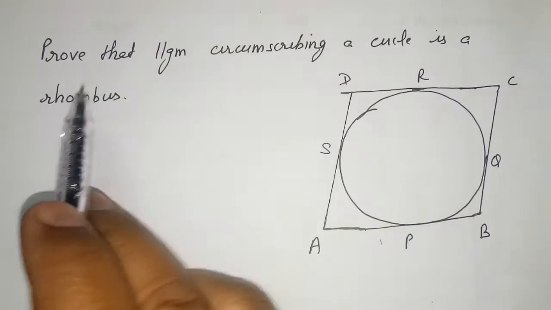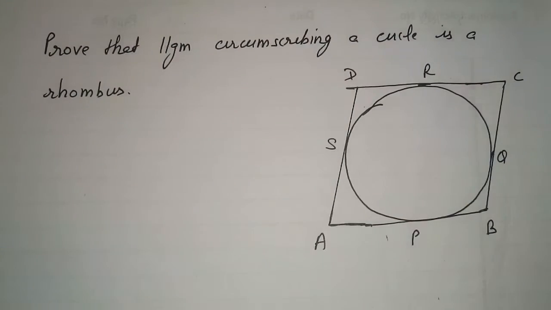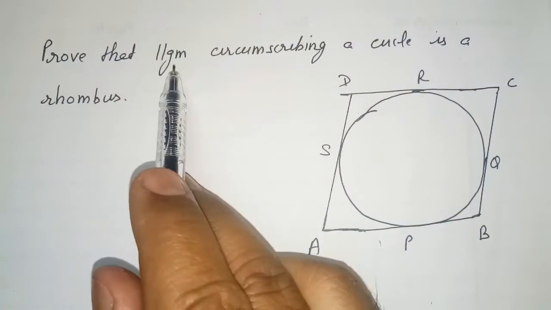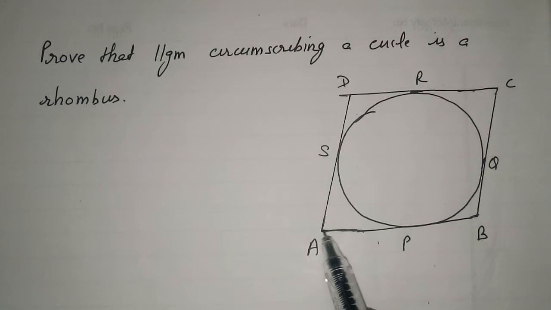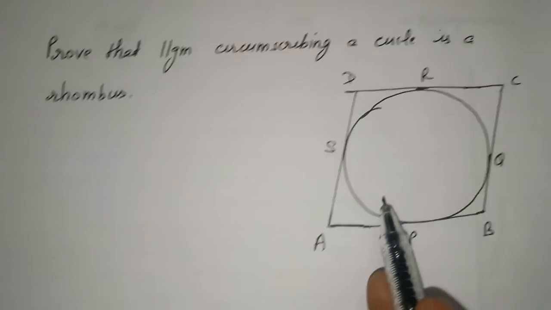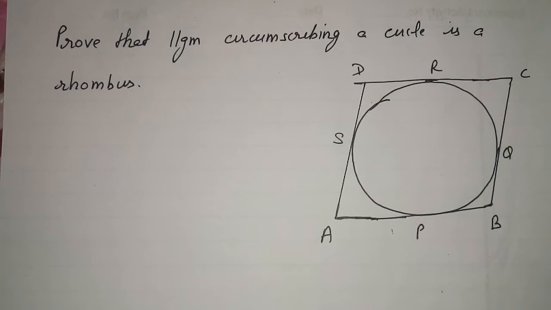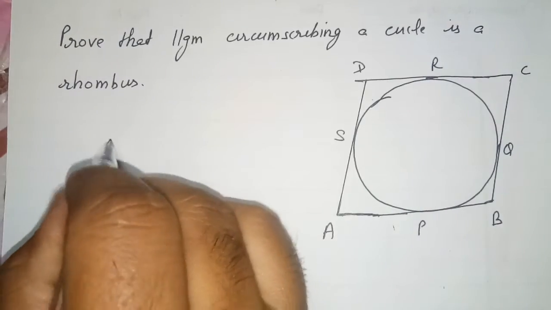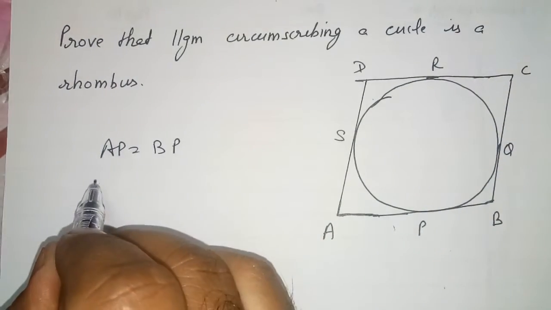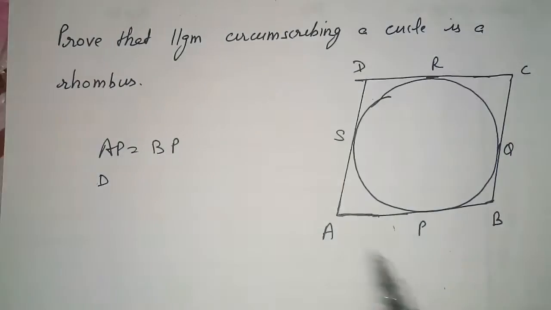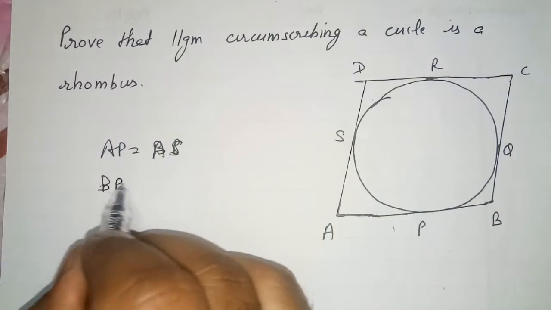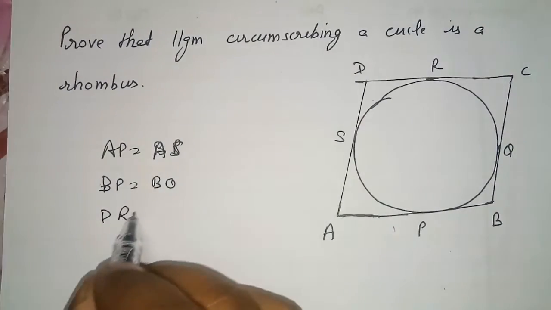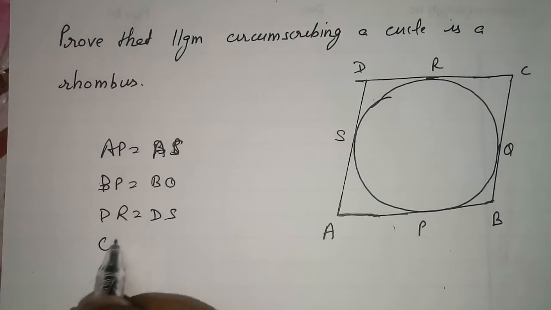Now in continuity, this is question number 11 of the same exercise and we are using the same results here. The question is, prove that a parallelogram circumscribing a circle is a rhombus. In the previous case ABCD was a quadrilateral, but now ABCD is a parallelogram. So the same conditions we are using here: AP equals AS, BP equals BQ, then DR equals DS, and CR equals CQ.